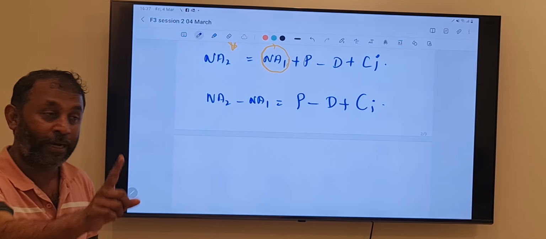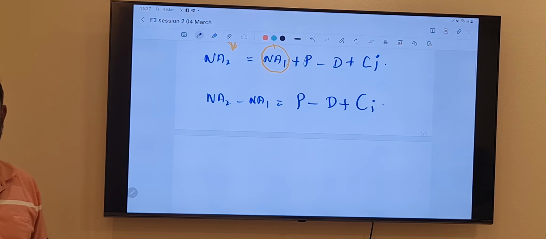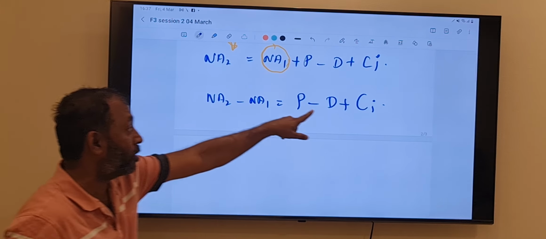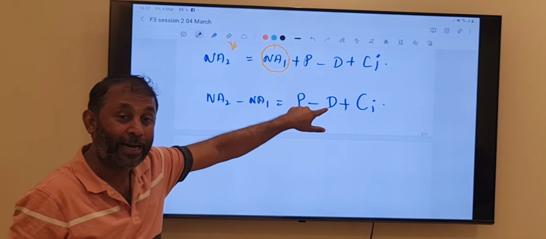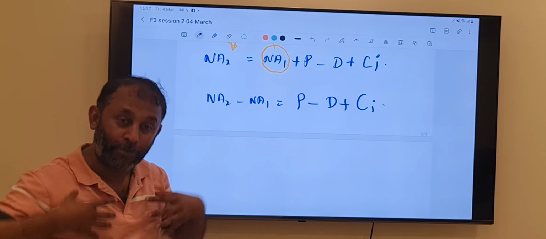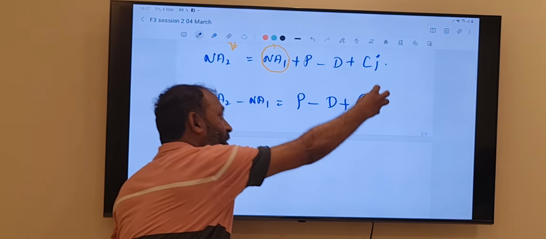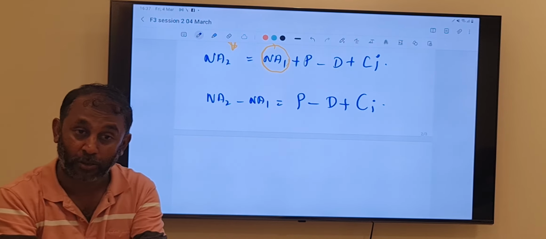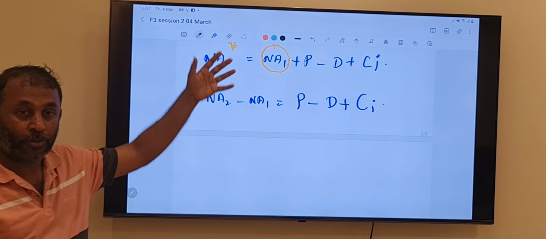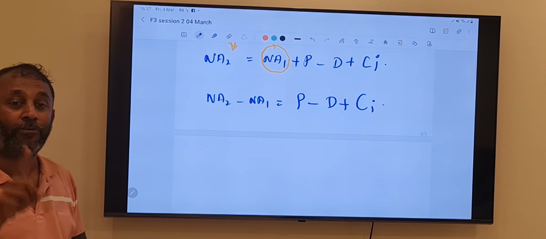My net asset in my business increased. One reason could be we have made profits. Some of my net asset level could have gone down because my partner or owner has taken some money. Or my business partner, owner or shareholder brought additional capital, and because of that also my net asset increased. So these are the three reasons for the increase or decrease in our net asset.